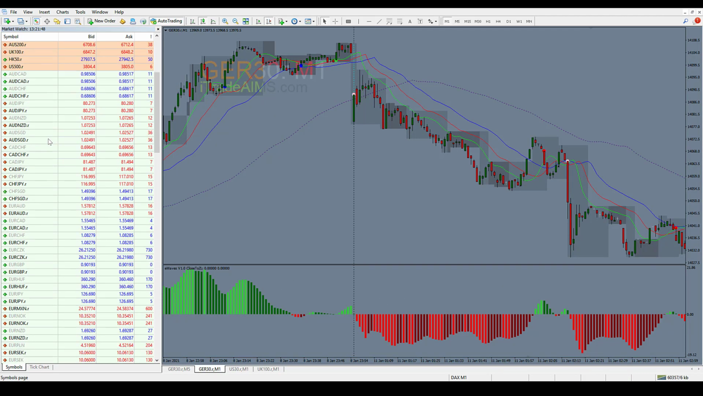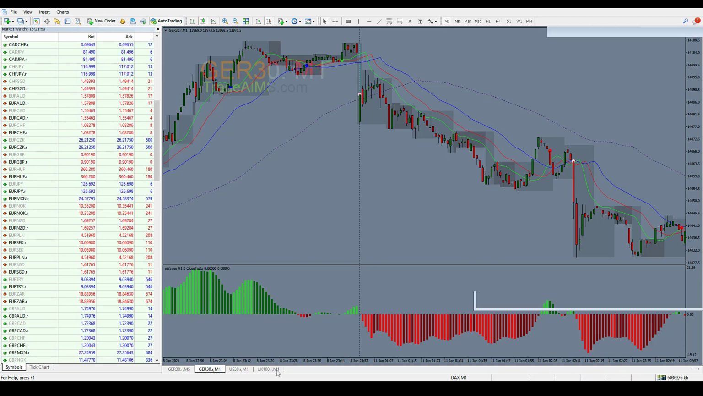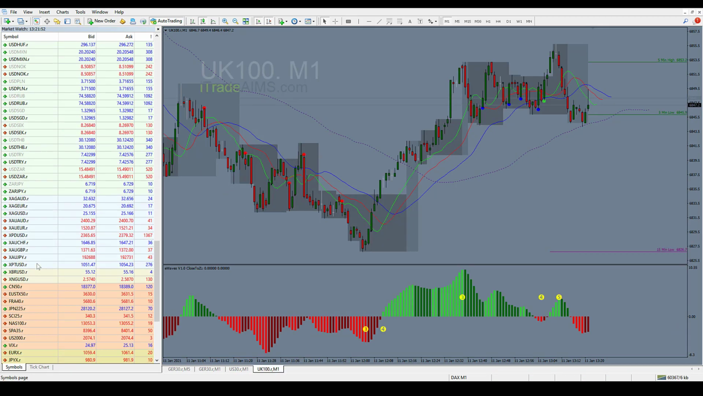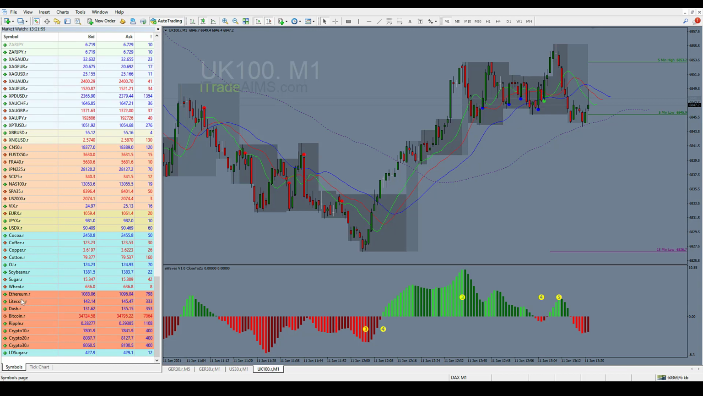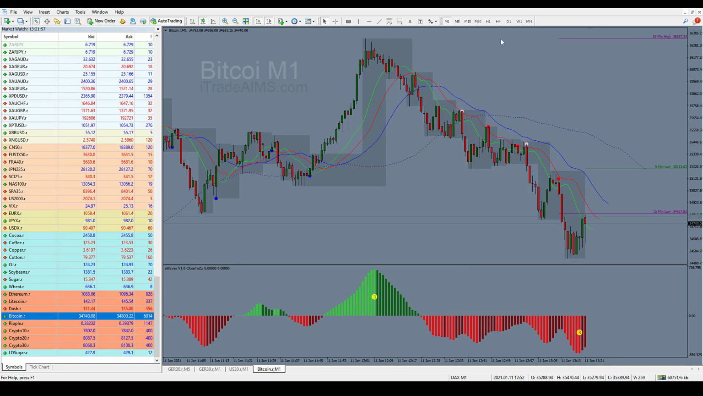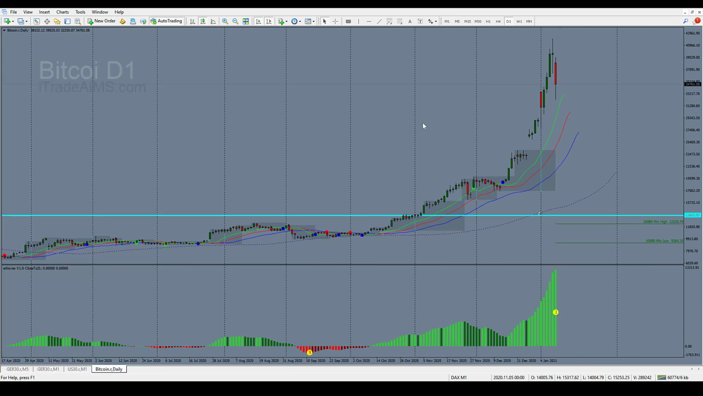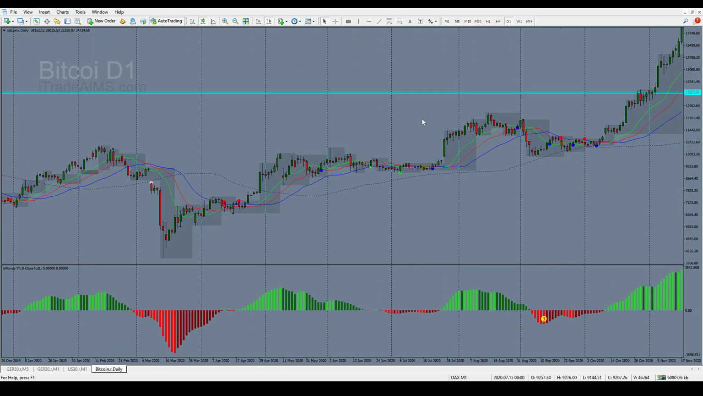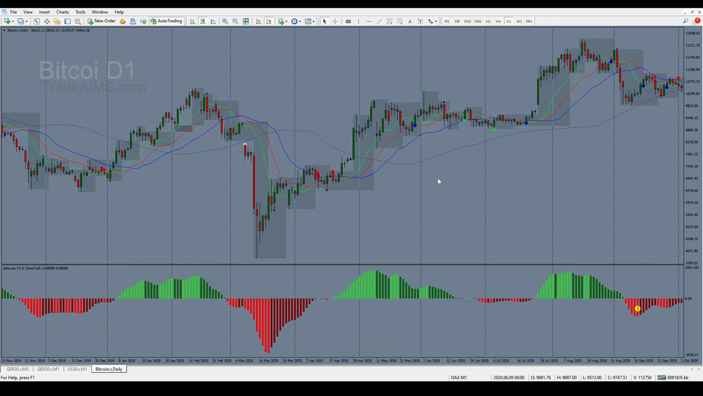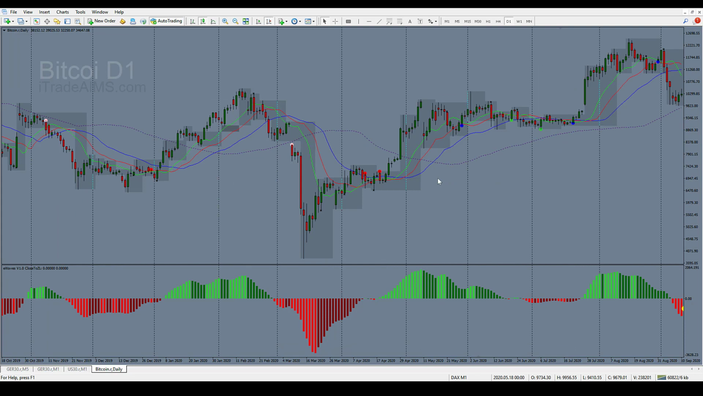Okay, let's go to some Bitcoins. Here we go. Right. Somebody was asking me if the setup, the AIM setup or the AIM system, generated any signals for the Bitcoin.